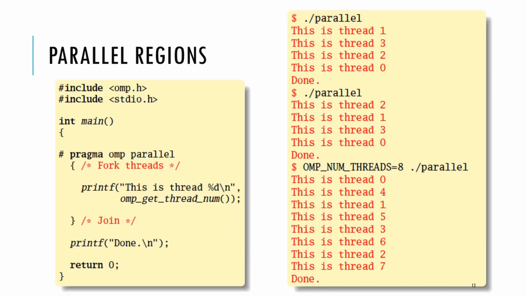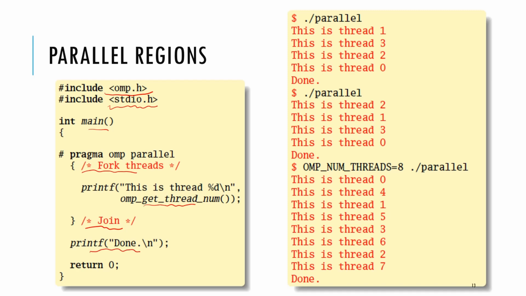Let's consider another example. In this example, it's quite similar. We have just a main. We have a pragma omp parallel with this omp.h. Most probably you will be using stdio.h on your computer. And then as you see here, you will be forking the threads, and here you will be joining back again. And here we are doing the same thing. We are displaying the thread number, and this will be done by each thread separately.